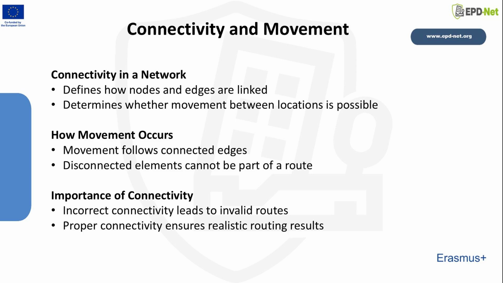Connectivity describes how nodes and edges are linked within a GIS network. It defines whether movement between different locations is possible and how that movement can occur across the network. Without proper connectivity, routing calculations cannot produce valid results. Movement in a network always follows connected edges. A route can only be calculated if there is a continuous path of connected road segments between the origin and the destination. If parts of the network are disconnected, those areas cannot be reached through routing.